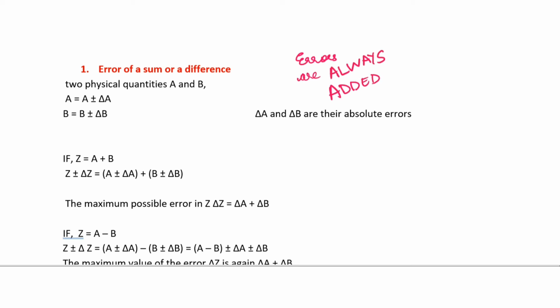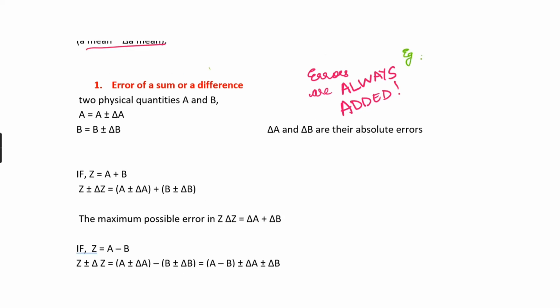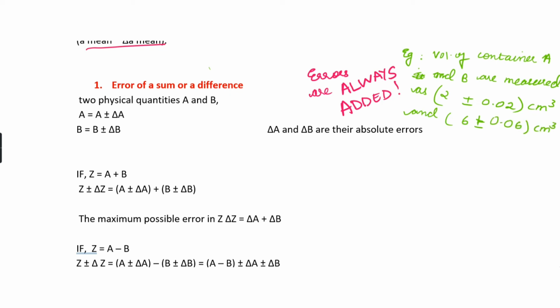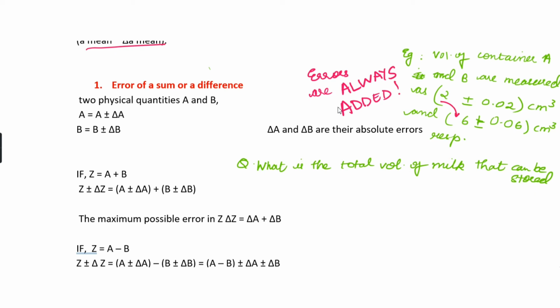Let's say I give you that volume of container A and container B are measured as 2 plus or minus 0.02 centimeter cube and 6.6 plus or minus 0.06 centimeter cube respectively. Now find the total volume of milk that can be stored in these two containers. So what should you do? Simply add them. So add the numerical part, you will get 2 plus 6, 8, plus or minus the errors should also be added, plus or minus 0.08 centimeter cube.